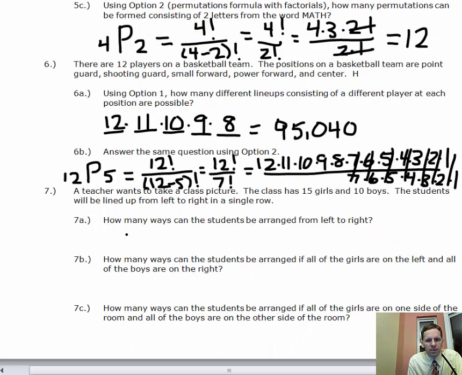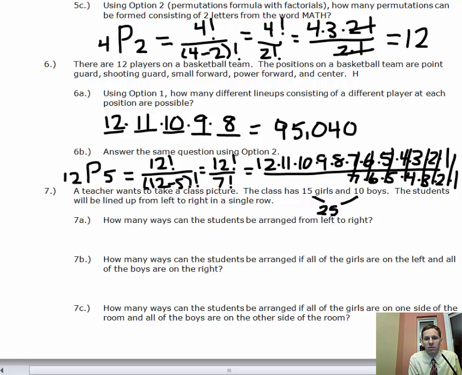The last problem we're going to look at today is a teacher wants to take a class picture. The class has 15 girls, 10 boys. Students will be lined up from left to right in a single row. How many ways can the students be arranged from left to right? Well, it just says students. Gender doesn't matter. There's 25 kids altogether if you add 15 and 10 together. So we basically have to arrange 25 people. Obviously, a person can't stand next to themselves.